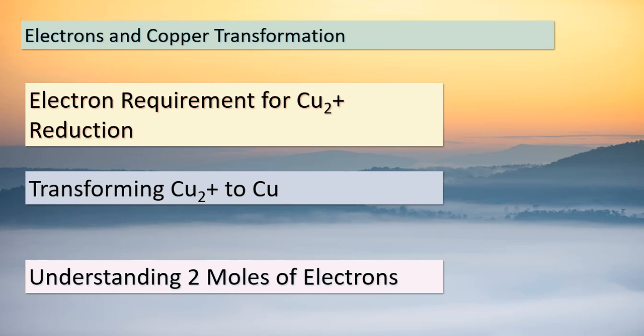Imagine the intricate dance of electrons leading to the formation of a metal that has played a pivotal role in our history. As we peel back the layers of science, let's now move on to our next example, where electrons shape the transformation of a different element.